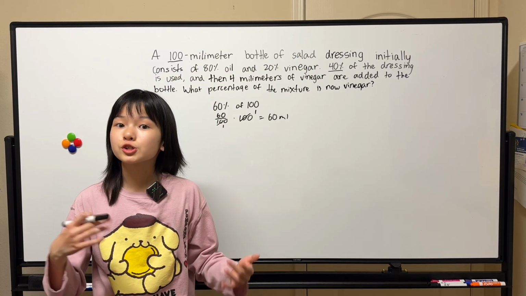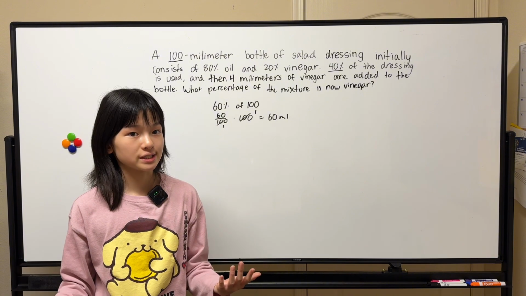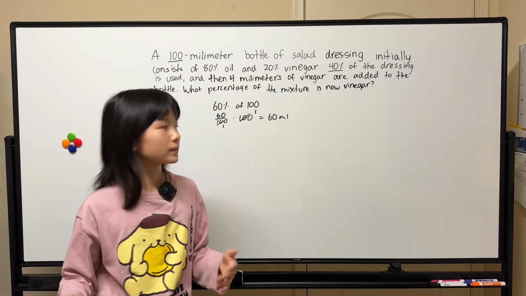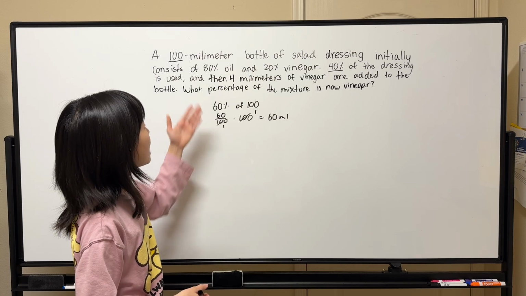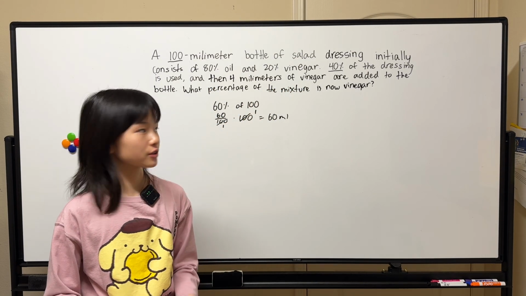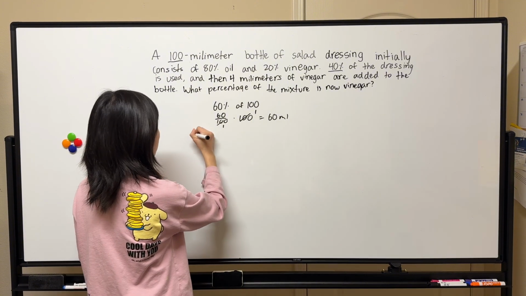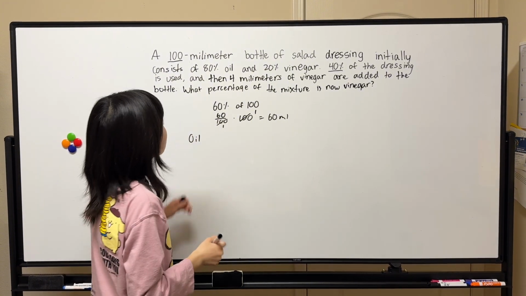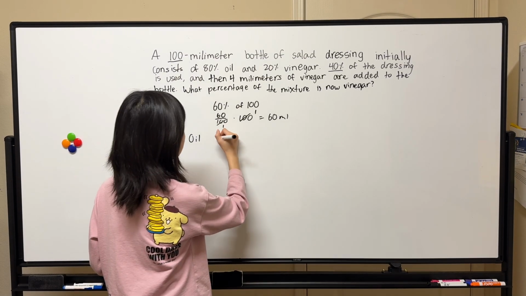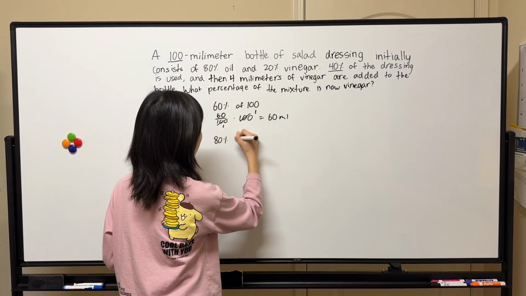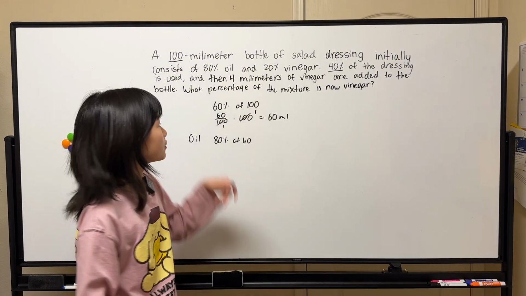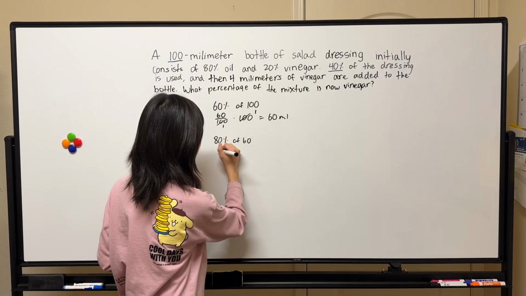Now note that we are just decreasing the amount of dressing. However, the composition of the dressing is still the same. So now let's find how much oil there is and how much vinegar there is in 60 milliliters. Let's first start with oil. There's 80% oil in 60 milliliters. So we can write 80% of 60. And we can do the same steps for the above part.